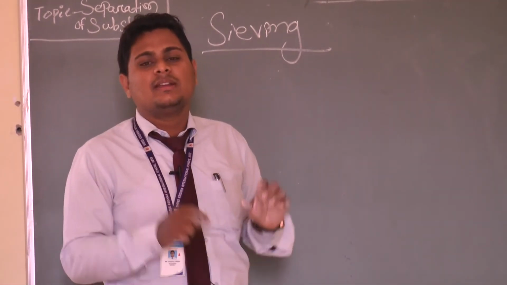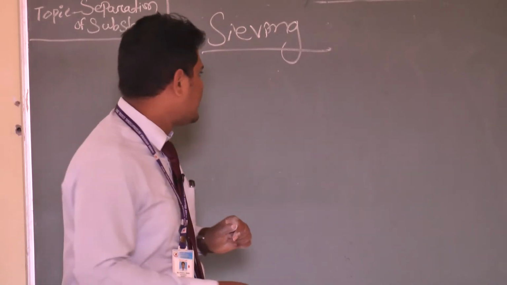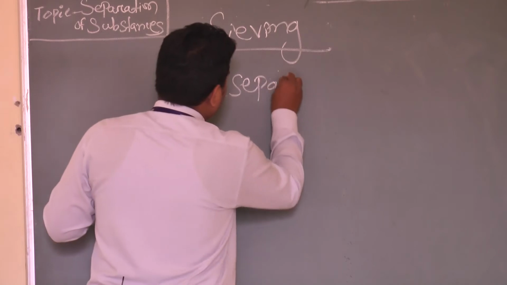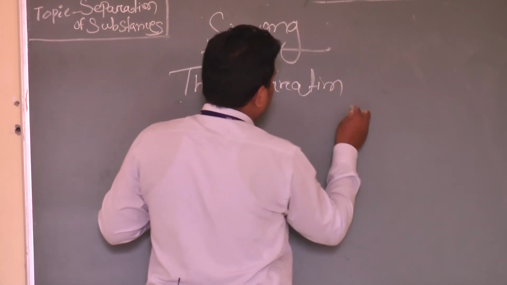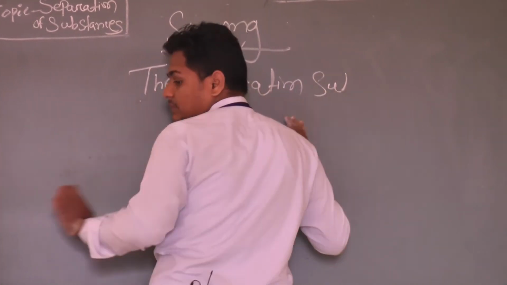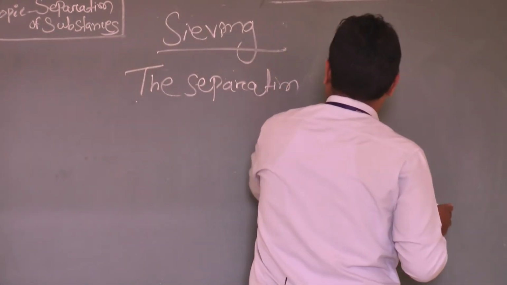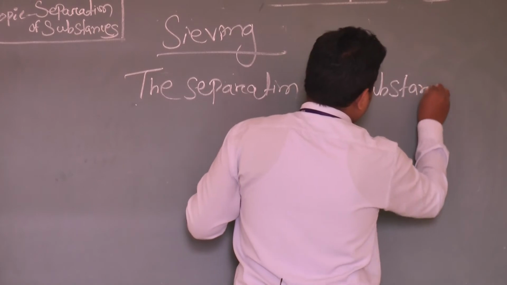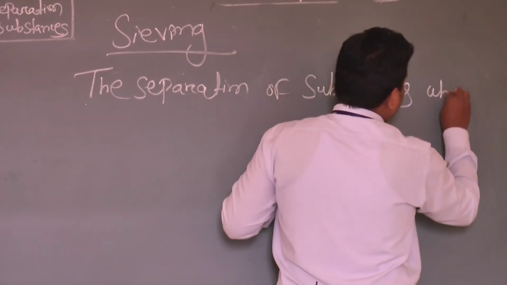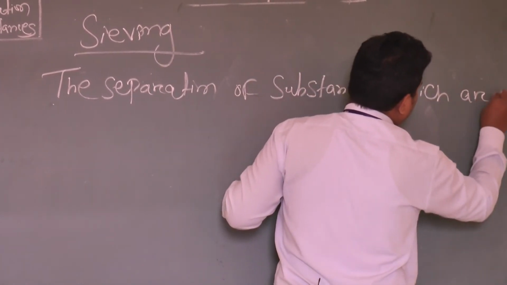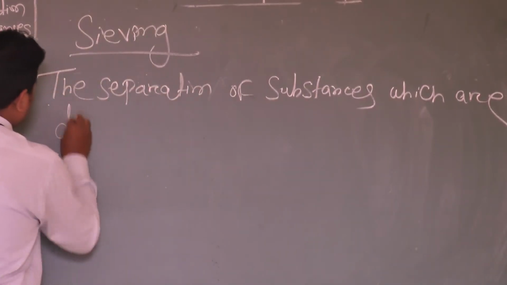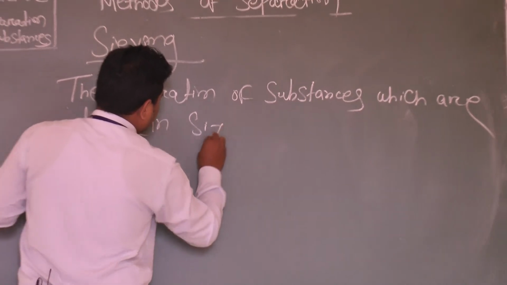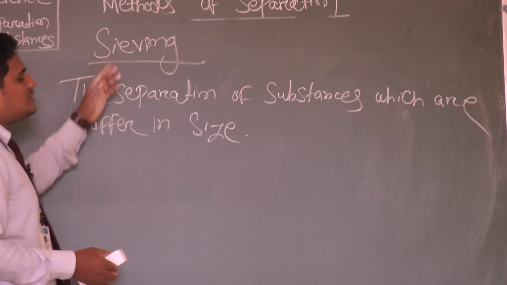But here in sieving, the thing which is required is size. The size is the most important thing. It means the separation of substances which differ in size. That process is known as sieving.